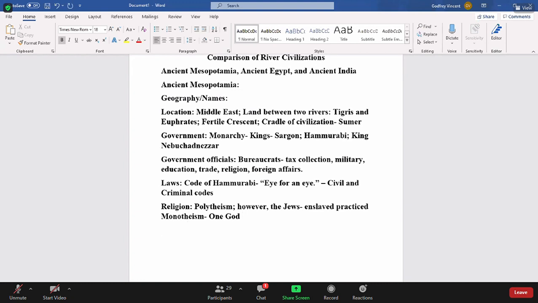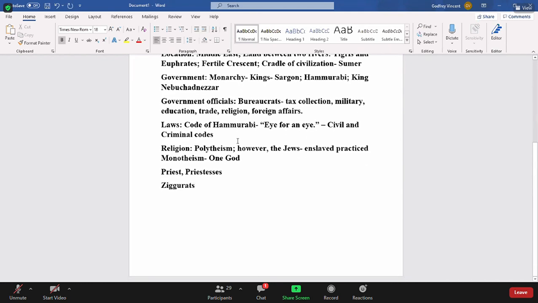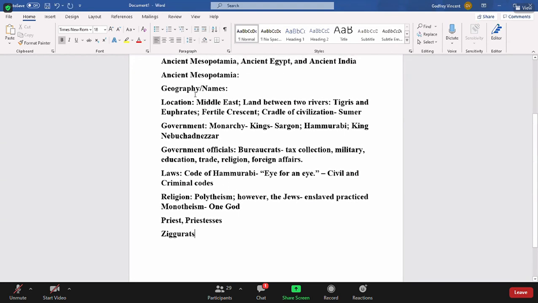So we have religion. Who was in charge of the religion? There are priests. And there was also priestess and priest, right? They worship, where did they worship? What was it called? Ziggurat. Ziggurat's good. So we have established government, location, government, laws, religion.